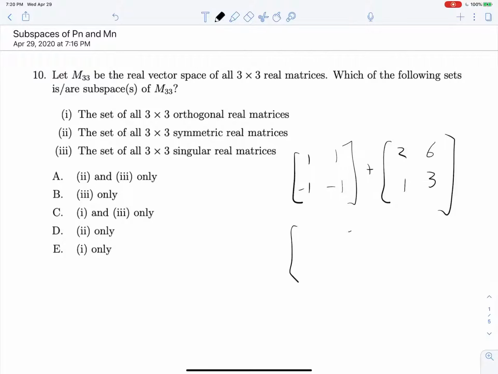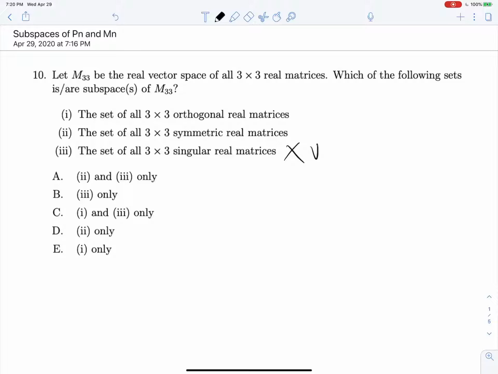When we add them together, we get 3, 0, 2, 3, 0, 2, and 7. What's this determinant? Well, it's non-zero. So clearly, the set of all real singular matrices in 3 by 3 is not closed under vector addition. What about symmetric matrices? Actually, let's come back to that.